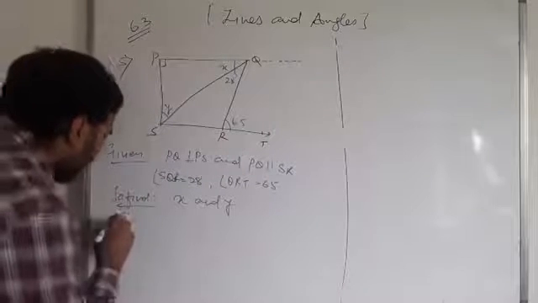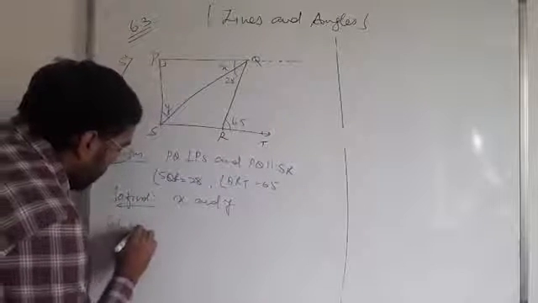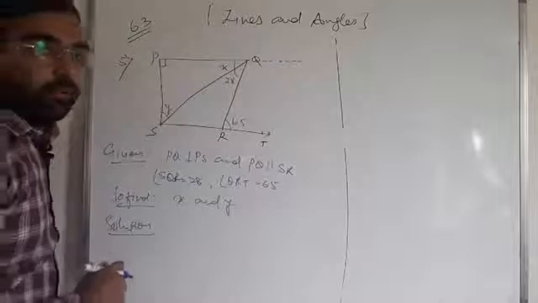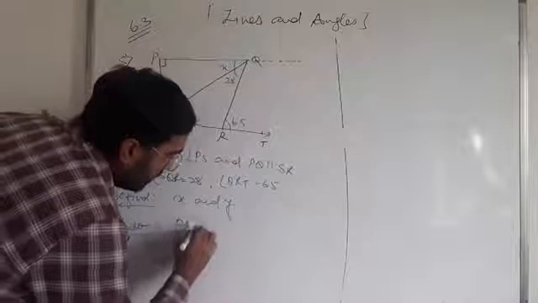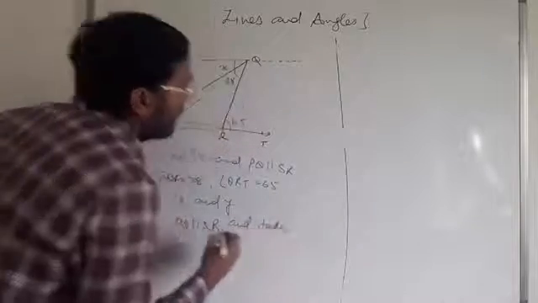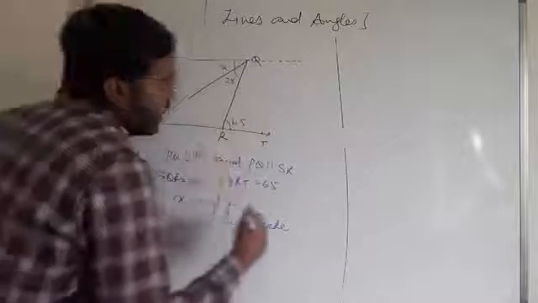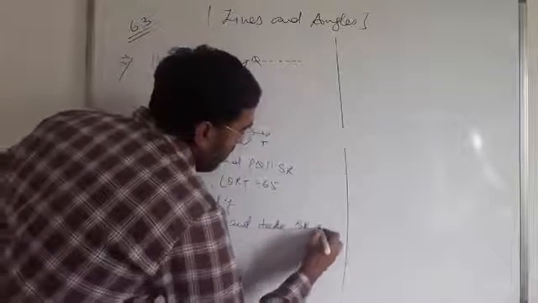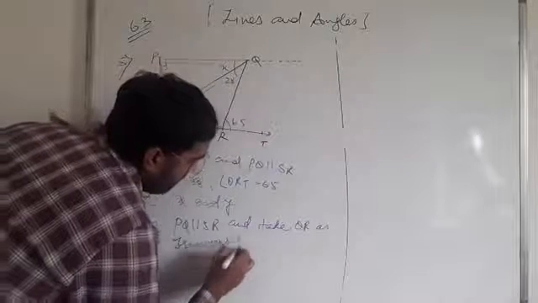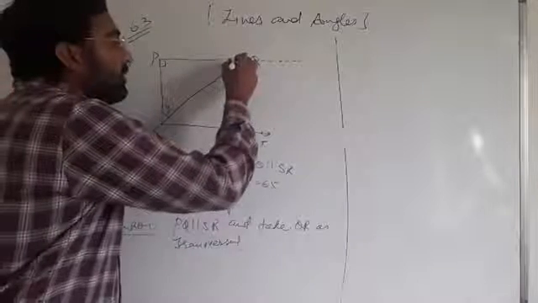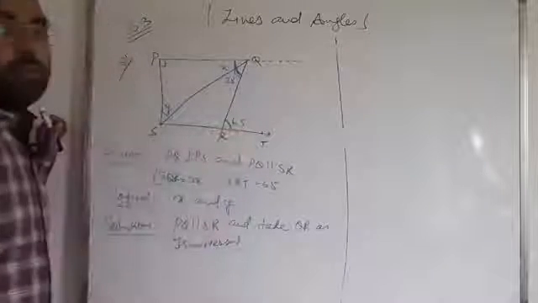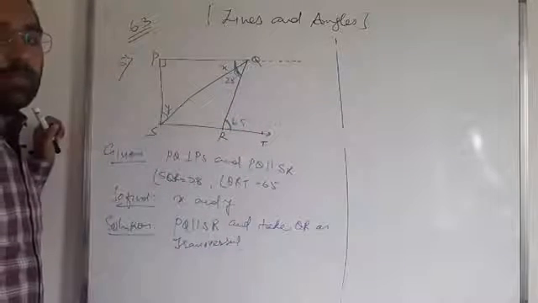From the solution, we write: PQ is parallel to SR. Take QR as a transversal. If we take QR as a transversal, my angle Q, this angle, is equal to this angle. Is it clear? Alternate angles.